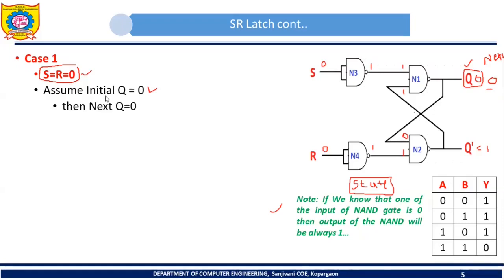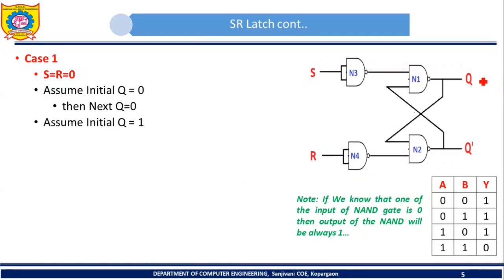So see, initial Q was 0. After applying S and R equal to 0, again we are getting next Q as 0. In this case, did any change take place in the state of that SR latch? No change. Now, let's make one more assumption. Suppose we have applied inputs 0, 0 to the SR latch and initial Q is 1. Then what will happen? Now initial Q is 1 and we want to determine next Q.